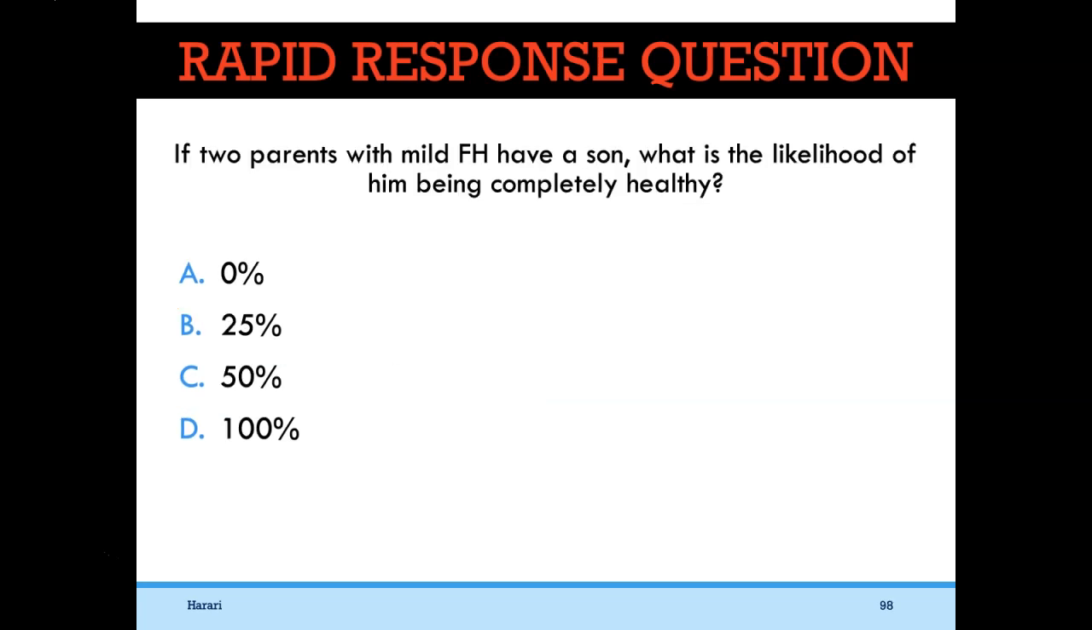If two parents with mild FH have a son, what is the likelihood of him being completely healthy? So if two parents with mild FH have a son, that means they're heterozygotes. So what is the chance of him being completely healthy?